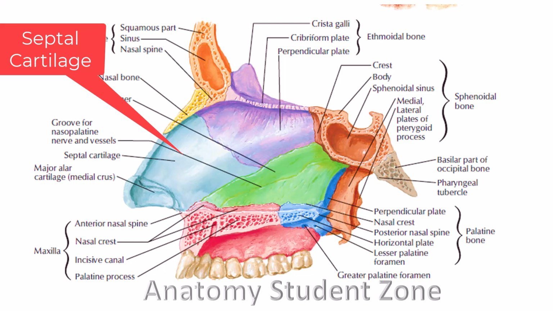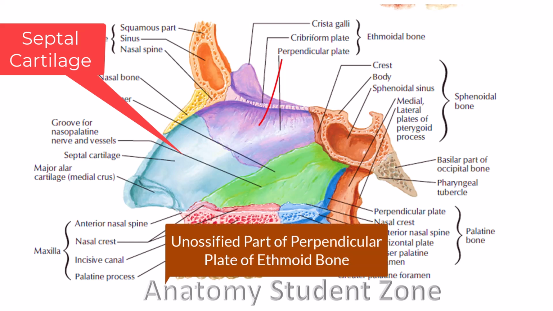And actually, this hyaline cartilage, that is the septal cartilage, which forms the nasal septum anteriorly, is the unossified part of the ethmoid bone. So, if the ethmoid bone is unossified in its anterior part, it forms the septal cartilage. But again, I will ask which part of the ethmoid bone remains unossified and forms the septal cartilage. Then you can see clearly it is the perpendicular plate of the ethmoid bone that remains unossified, and it forms the septal cartilage.